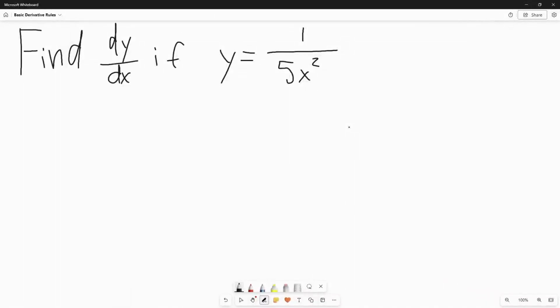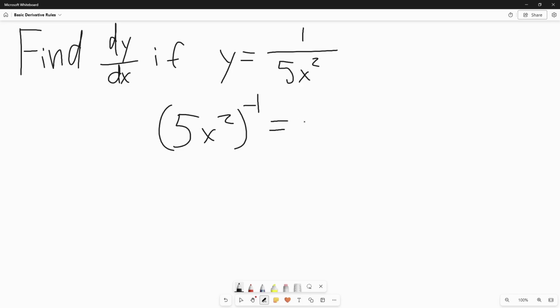Now, let's do another practice problem. If you think you know how to do this one, pause the video and try it. This one says, find dy over dx if y equals 1 over 5x squared. And for this one, I can notice that we can rewrite this as 5x squared all to the power of -1 because this is a fraction where everything is on the denominator.